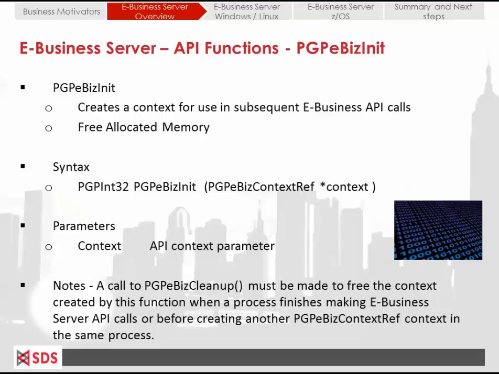Let me briefly expand on some of the APIs. So this one is called the PGP eBusiness Init. In order to set up the proper environment for eBusiness Server API calls, you use the PGP eBusiness Init function. This must be called first before calling any other eBusiness Server API functions. This creates a context of type PGP context ref that is used in subsequent eBusiness Server API calls in the current process, including APIs from threads spawned from the current process.